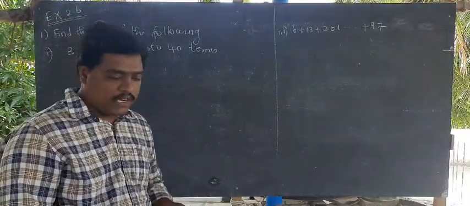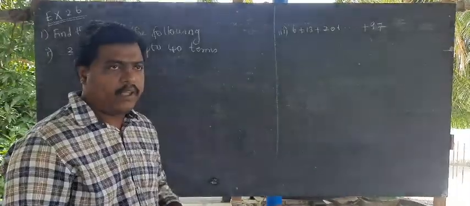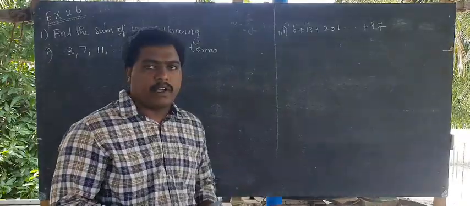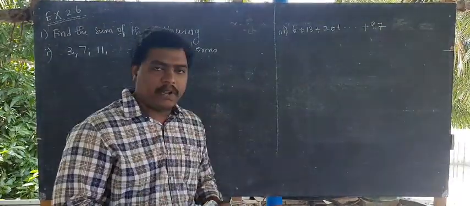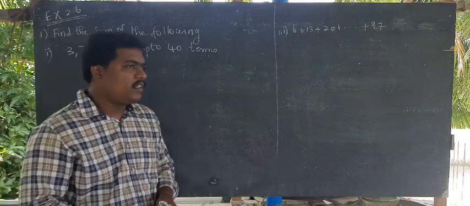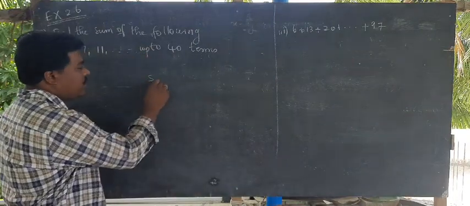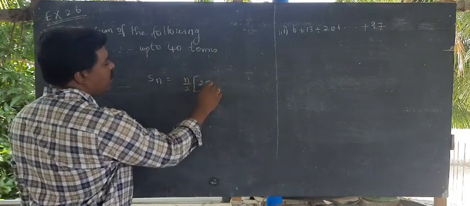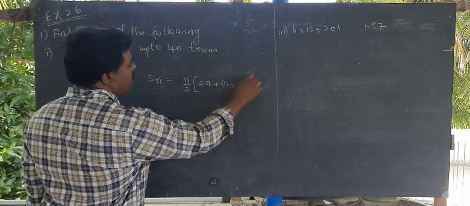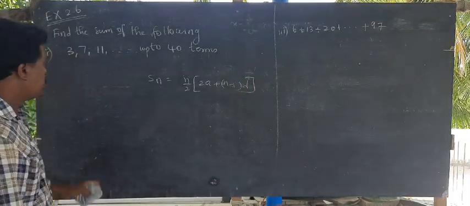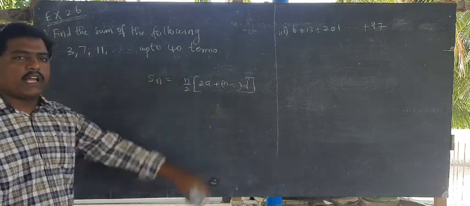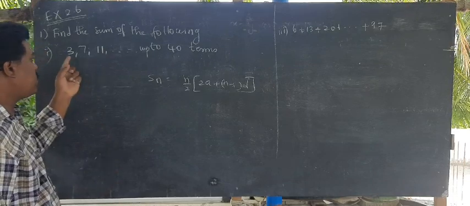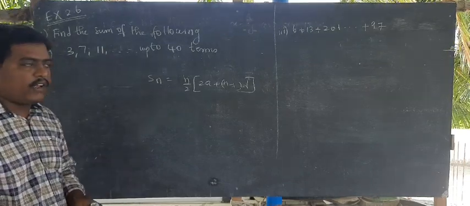In the previous class I gave the introduction of AP and GP, and also the formula for the sum of the series in AP and in GP. Kindly refer to the previous class. Here the Sn formula is what? Sn equals n by 2 into 2a plus n minus 1 into d. Here we have 40 terms, so n equals 40, a equals 3, and then we have to find d.